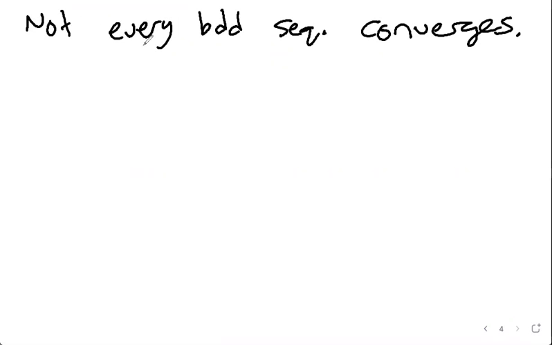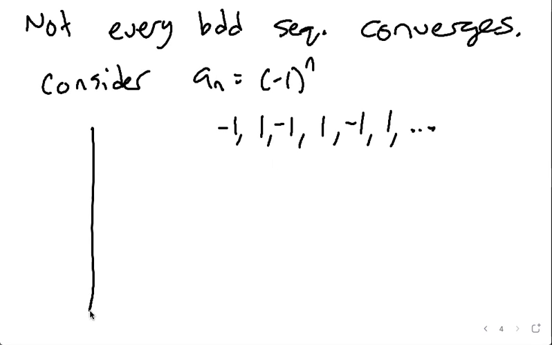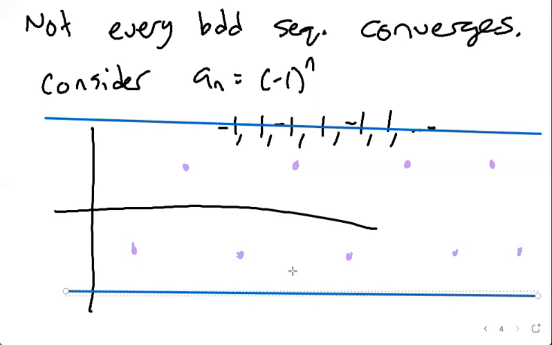What's going on here? Consider the sequence a sub n equal to (-1) to the n. The sequence just goes -1, 1, -1, 1, -1, 1, and so on. If I draw this on some axes, the idea is we ping pong back and forth. This definitely doesn't converge, but hey, it's bounded. There's an upper bound, there's a lower bound. So this is a bounded sequence that doesn't converge.